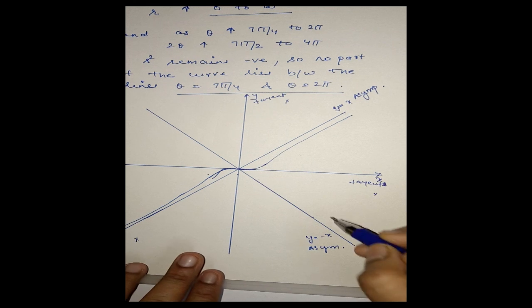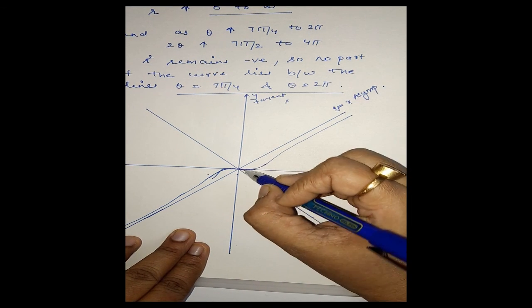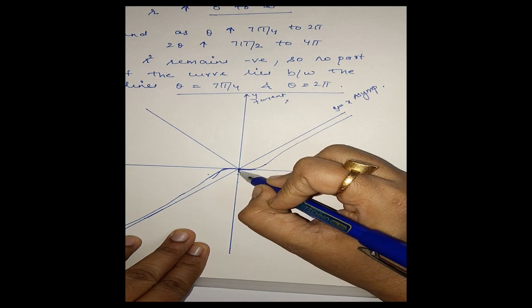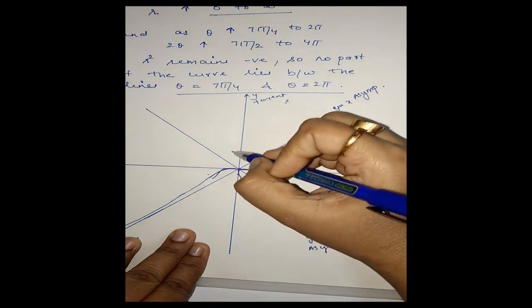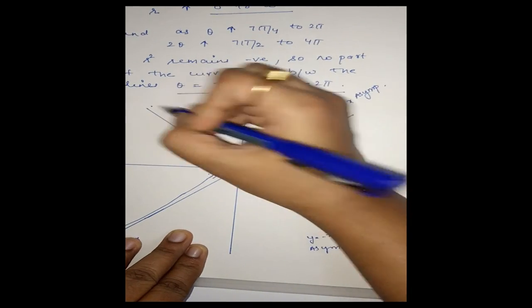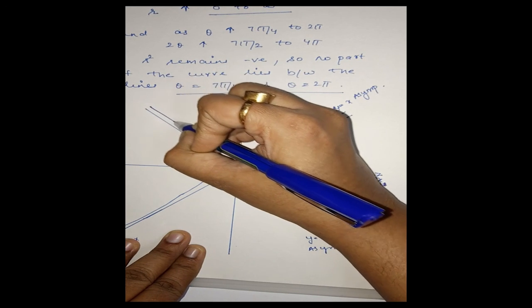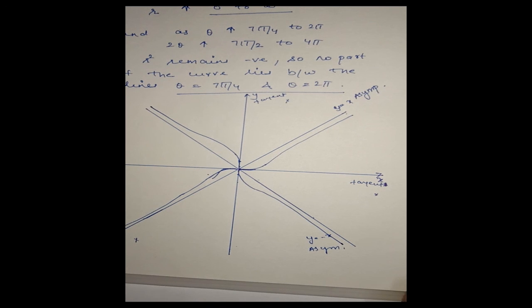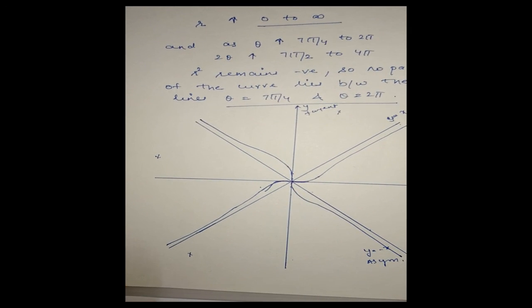Now here the curve does not lie, here it lies. This is my tangent line, this is my asymptote. Therefore the shape will be like this. And same way, this is my asymptote, this is my tangent. Therefore the shape is like this. This is the shape of the curve.